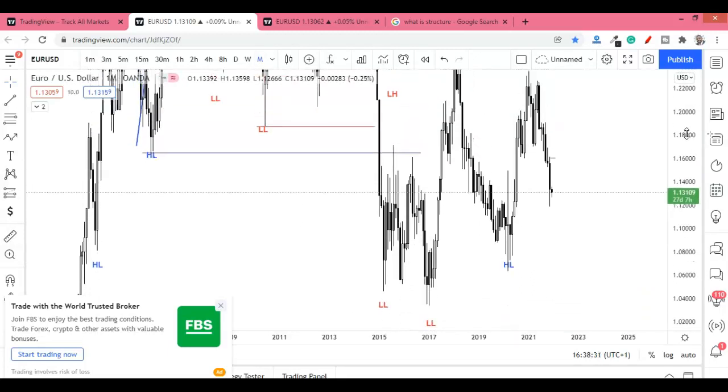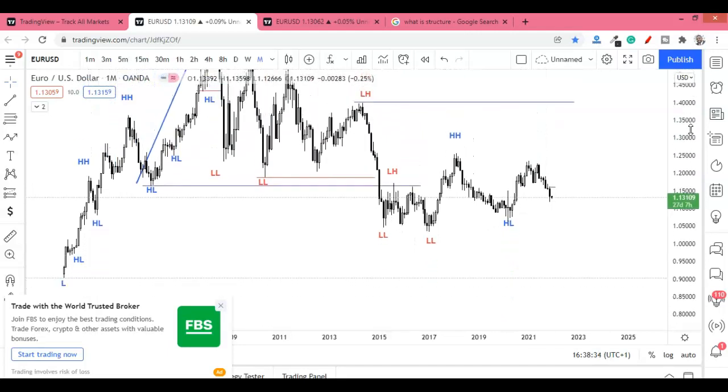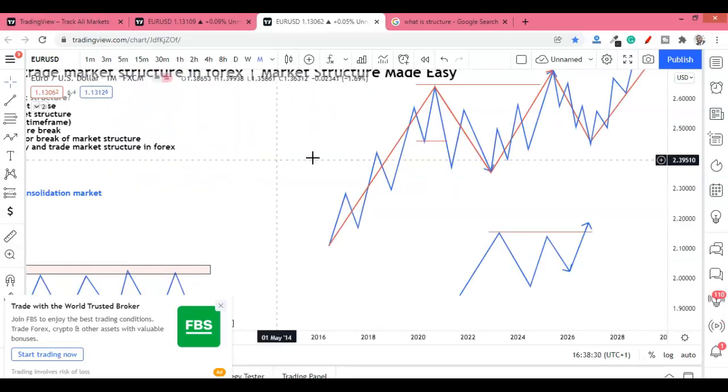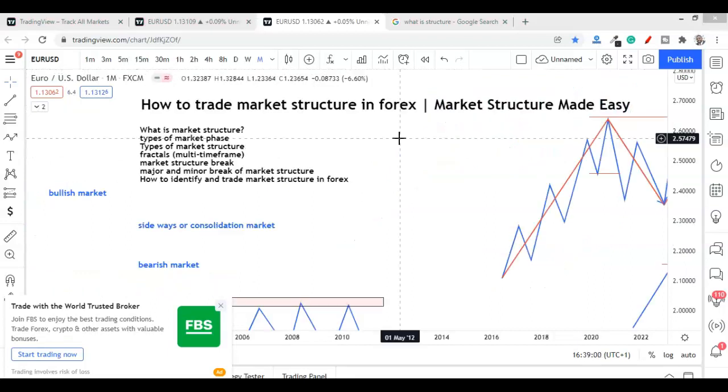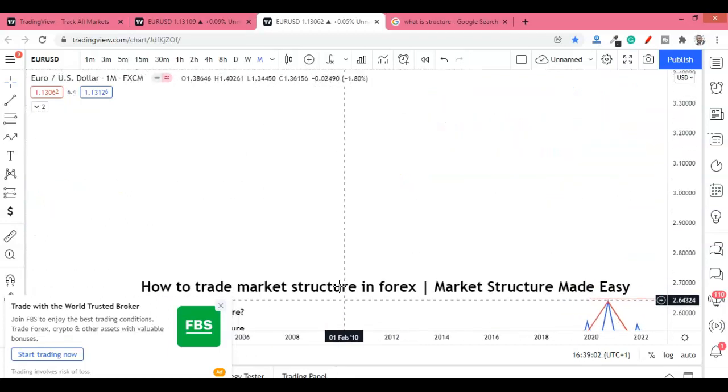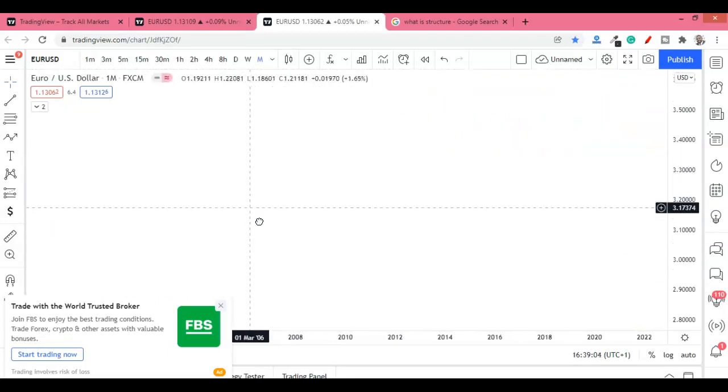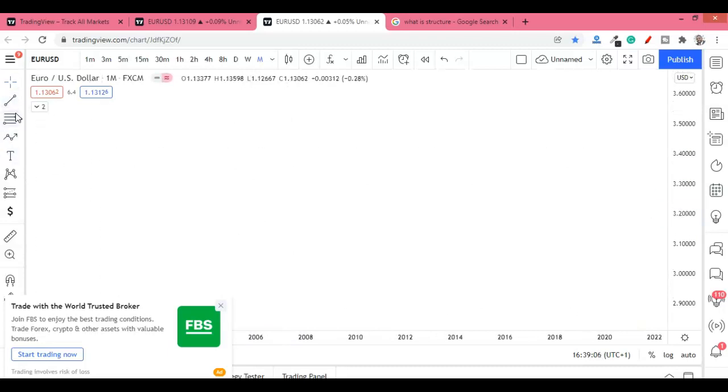So how do we trade market structure? How do we trade it? How do we trade market structure? Okay, so now let me give you a logic of how I trade the market structure.